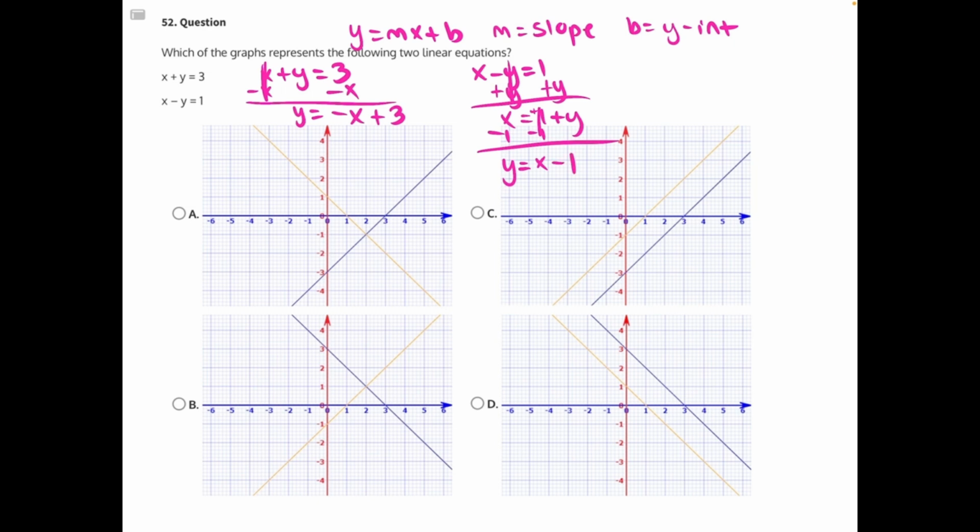So these are our two graphs. I'll rewrite them over here, y equals negative x plus 3 and y equals x minus 1, so that we can compare them. Our slopes are opposite. One is a negative 1x and one is a positive 1x.